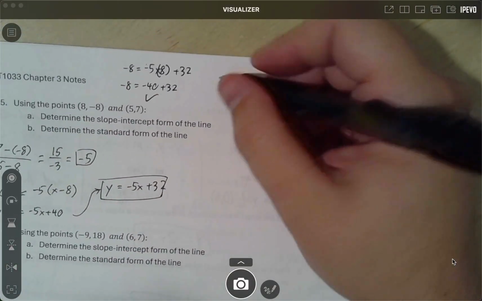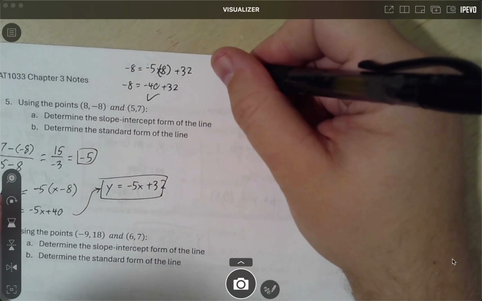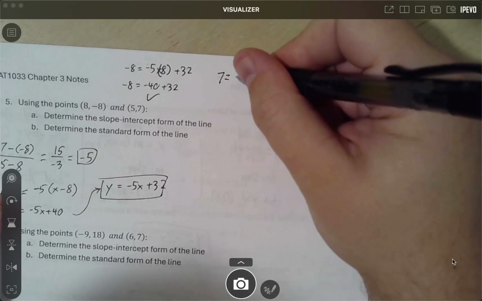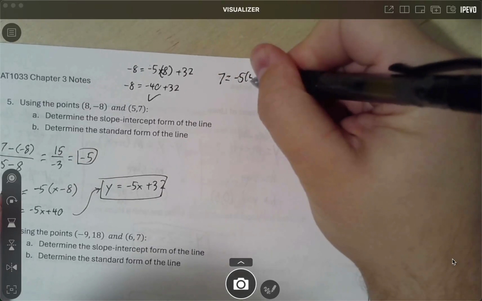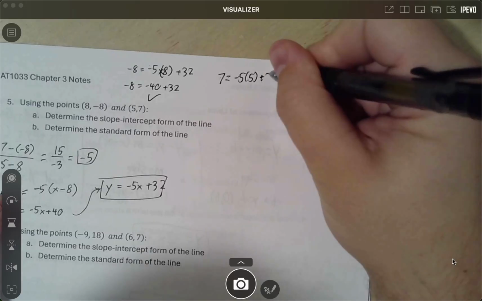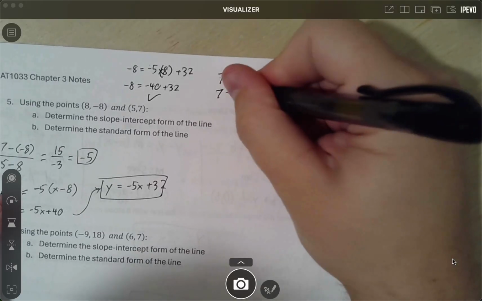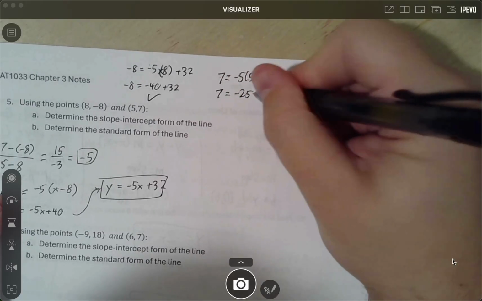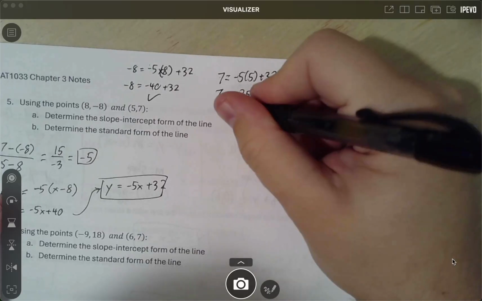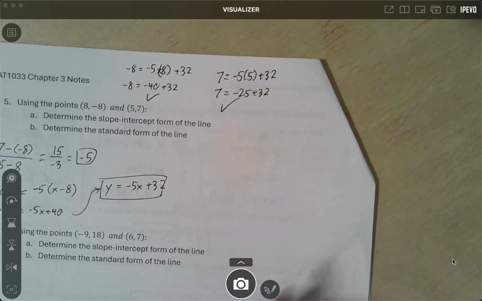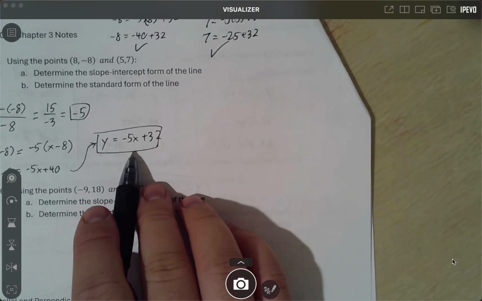I could also double check that by plugging in 5 and 7. So 7's the y value, and I should be able to plug in 5. And let's see here, that's 7 equals negative 25 plus 32. And yeah, that is 7 plus 7. So I know I found the right line. I know this is my slope intercept form.